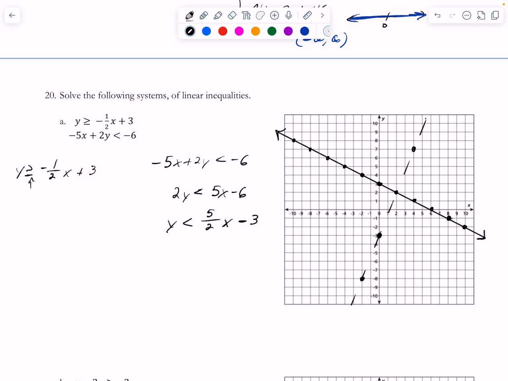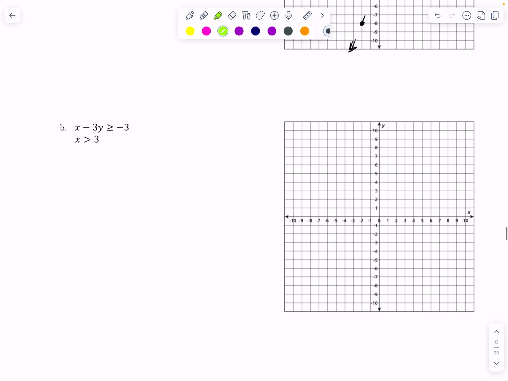Now the shading part, the way that I do it is I just decide where I'm going to shade for both of them and see where they overlap before I shade. So greater than, this symbol here, is above. So I'll be shading above this line. And for less than, the 5/2 x minus 3, that's going to be below the line. So they're going to overlap in this area. So that is number 20, letter A. Okay, let's do letter B.